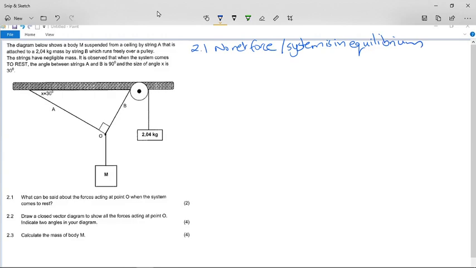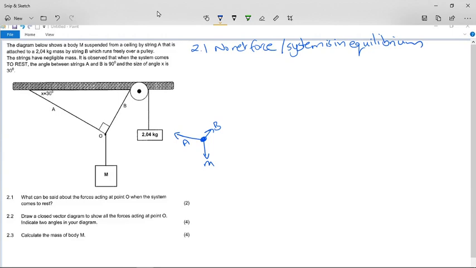Okay, now it says to you, draw a closed vector diagram to show all the forces acting at point O. Indicate two angles in your diagram. So usually they ask you to draw a free body diagram, and we would draw the free body diagram very simply by just copying the orientation of the lines, okay, and their magnitude as well as best you can, but not precisely. Like B is going up and to the right, and it's shorter than A, which is going up and to the left.